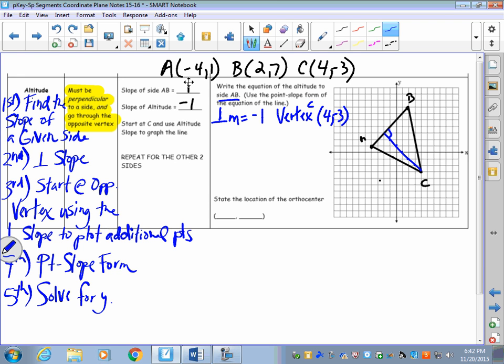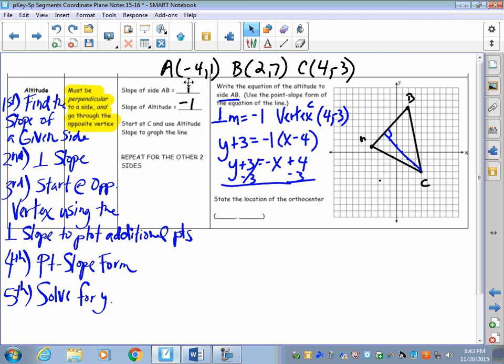Now, I'm just going to put this in point slope form. We have y plus 3 equals -1 times parentheses x minus 4. If I need to put it in slope intercept form, we would just distribute. So we would have y plus 3 equals -x plus 4. Subtract the 3, and we would end up with, I need to make some room. Excuse me. But y equals -x plus 1.